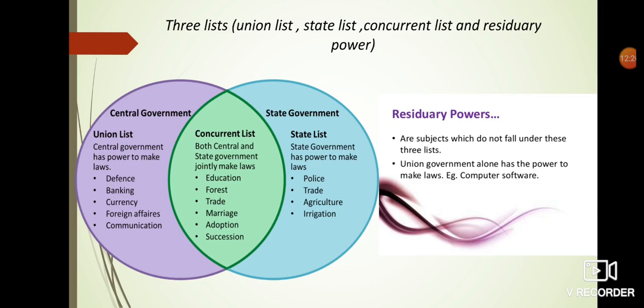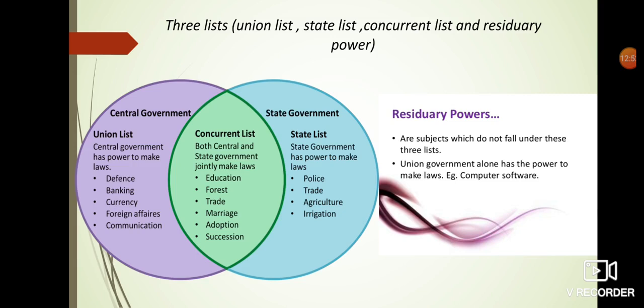Second comes the state list. State list contains subjects of state and local importance such as police, trade, commerce, agriculture, and irrigation. The state government alone can make laws relating to the subjects mentioned in the state list. And this state list has approximately 66 subjects.